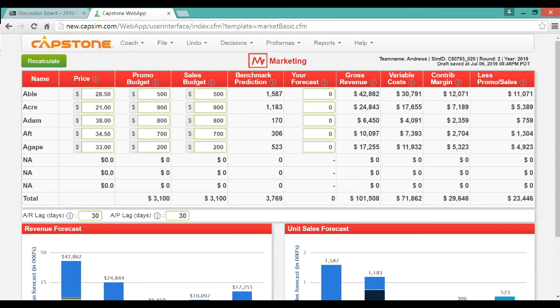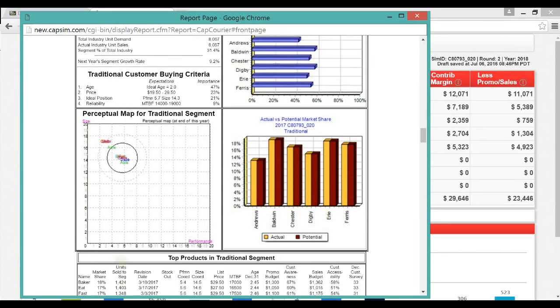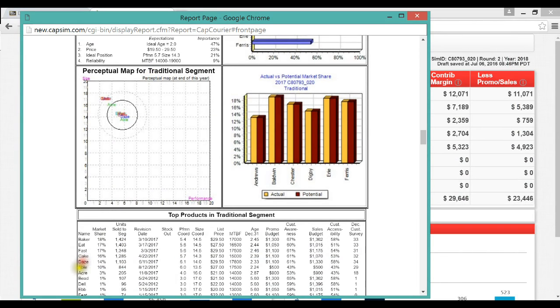So for Able, we want to go down to the segment analysis, and Able is the traditional segment. So I find it here, and I'm spending 500 on promo and 500 on sales. My competition is much more than that. So 1100, as high as 1300.